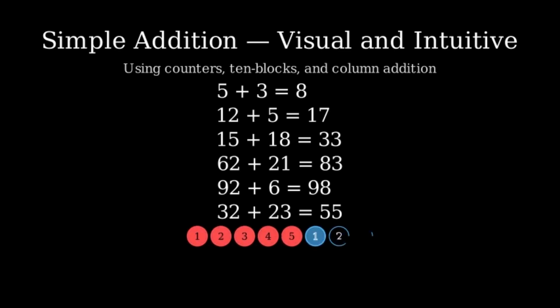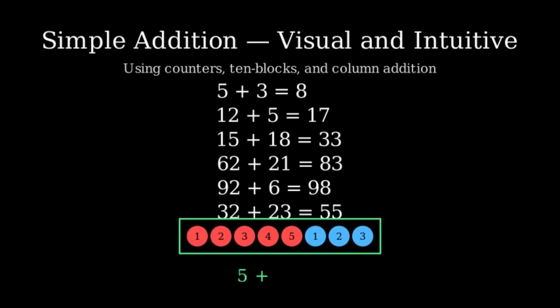Example 1. 5 plus 3 equals 8. Let's show this with counters. First, 5 red counters, then 3 blue counters. Move the blue counters and join them to the red. Count them all together, and you get 8. So 5 plus 3 is 8.